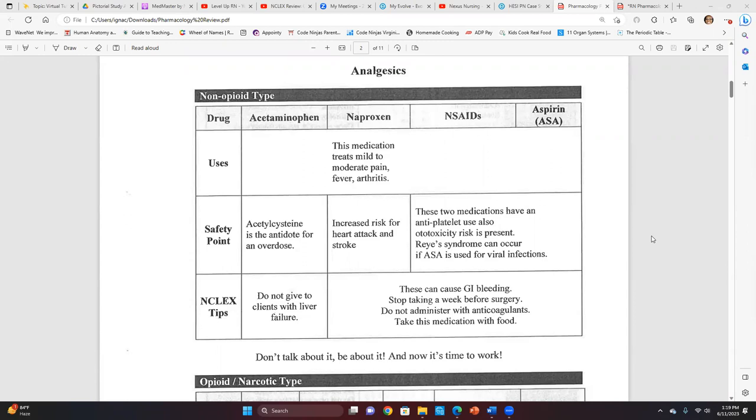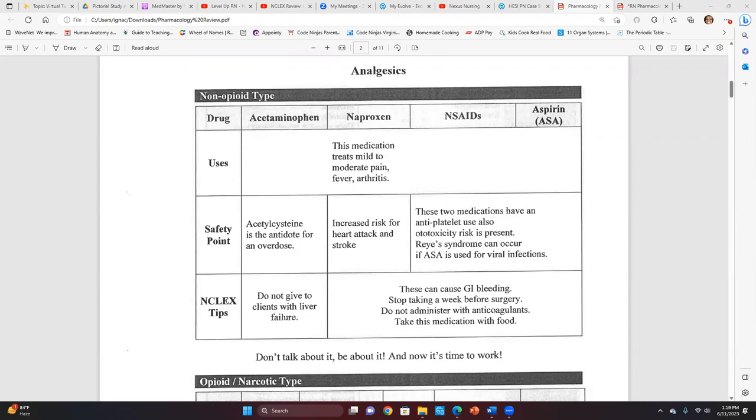So when we think about these safety points, these are the things that the test questions are made of. Do you understand things that could potentially go wrong? Those potential complications, you have to be able to look out for that. When we think about pharmacology, it's more than just, okay, what is this medication? We need to go a little bit deeper.